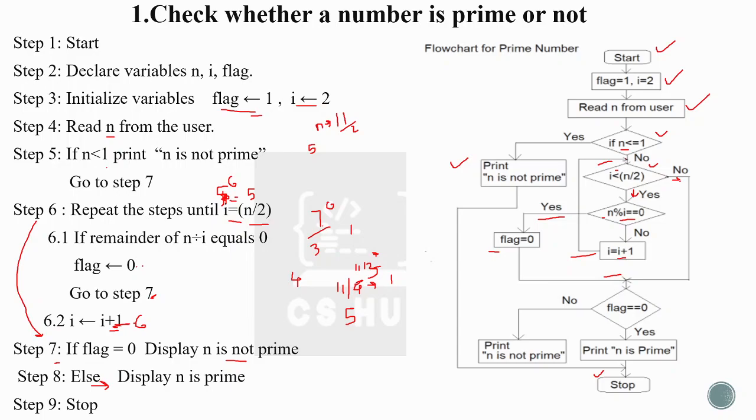When the value of I is greater than n by 2, we check the status of our flag, right? So checking whether flag equal to 0. This is not 0, flag is equal to 1. If flag is equal to 1, we can say that n is a prime number. If flag is equal to 0, we print n is not prime, and then stop. Okay, so this is our problem.